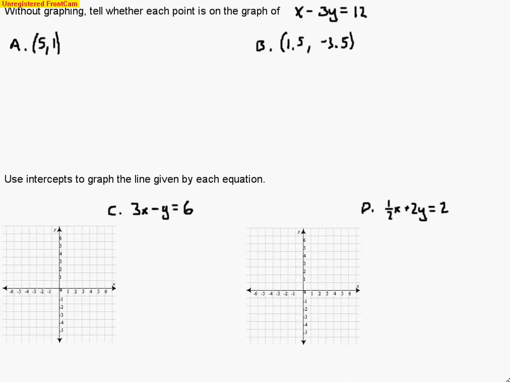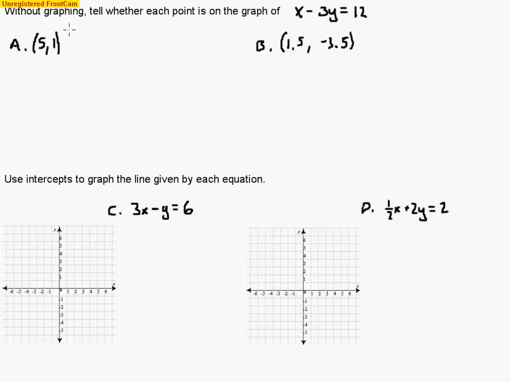On your homework tonight, you'll see two sets of directions, and we've done these before, so it's just review. It says, without graphing, tell whether each equation is on the graph of, and then they'll give you some equation. Now this one's different than the one you'll see. This one says x minus 3y equals 12. So they'll give you a point, and you need to see if this point is actually on this line that's defined by this equation. And the same thing with this other point, see if it's on this line.